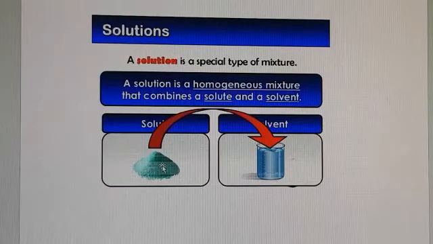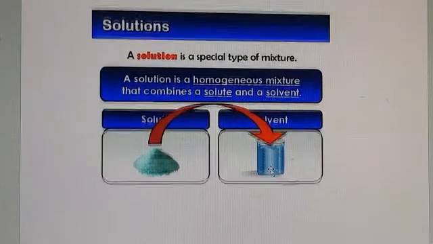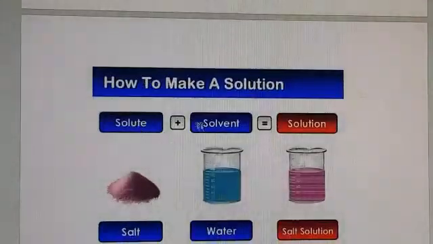So here, who is a solute? Either salt or sugar. Who is a solvent? Water. What solution are you going to get? If we take the case of salt, a salt solution. If you add sugar, you are going to get a sugar solution. Understand, students? So a solution is a type of mixture. Solute plus solvent, we are getting a solution.